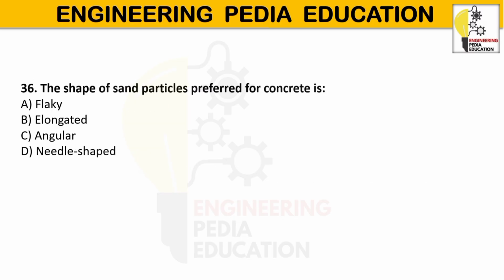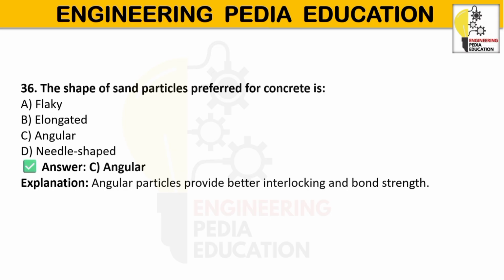The shape of sand particle preferred for concrete is flaky, elongated, angular, needle. The correct answer is angular. Angular particles provide better interlocking and bond strength.